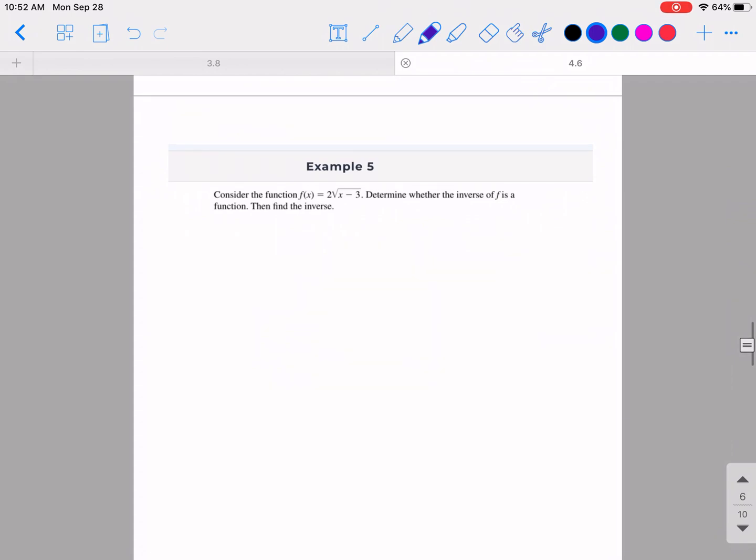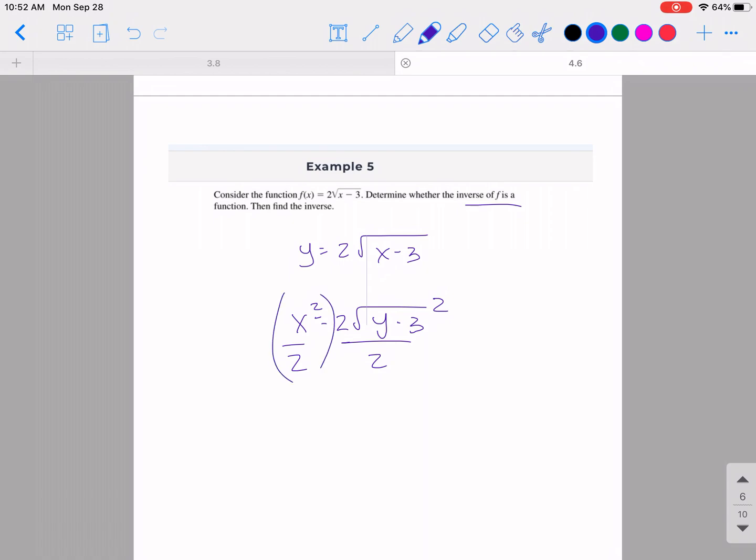Now, example 5, we're going to determine if the inverse of f is a function. So we have y equals 2 square root of x minus 3. We'll switch it: x equals 2 square root of y minus 3. Divide by 2 on both sides, and then we'll square. Okay, so I have x squared. We can change this to 1/2 technically, and if I square both sides, I'll also be squaring the 1/2. So this will become 1/4 x squared for our inverse.